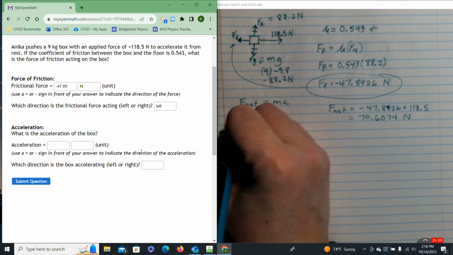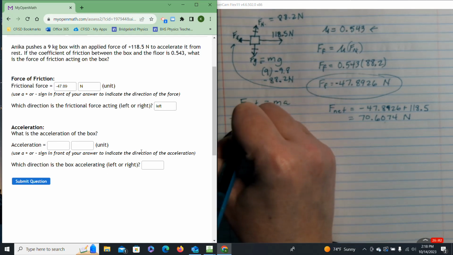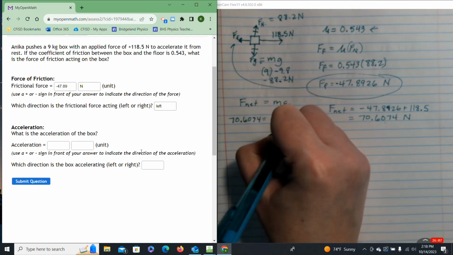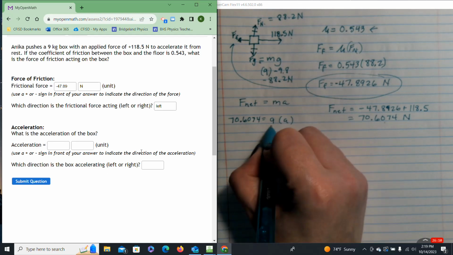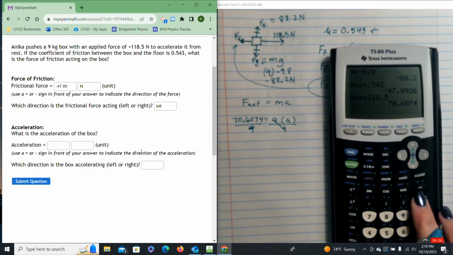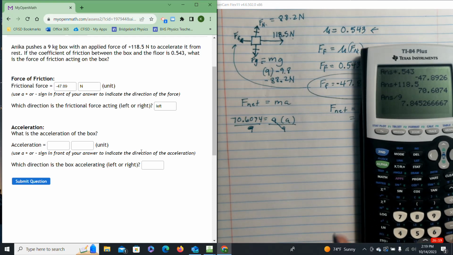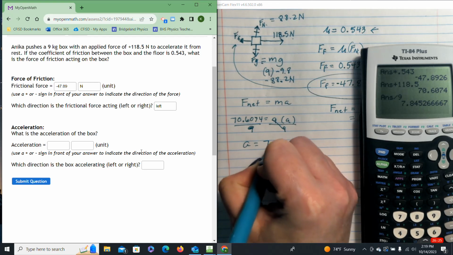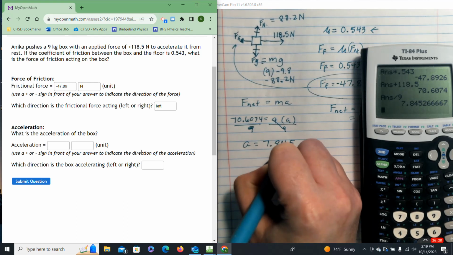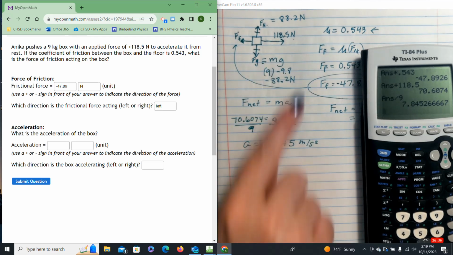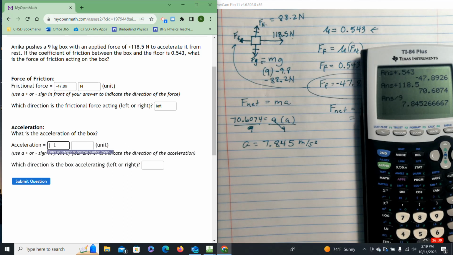I have my net force. Let's go ahead and plug it in over here. 70.6074 equals my mass, and the question was 9, and we're looking for A. Divide both sides by 9, and that'll give me my acceleration. So divided by 9, and that is 7.84. This one I'm allowed to round. This is the last thing I'm looking for, but my acceleration is 7.845 meters per second squared. You'll notice I have a positive number, and that is because my net force was positive, and so is my acceleration. They're both to the right. So let's go ahead and type it in.